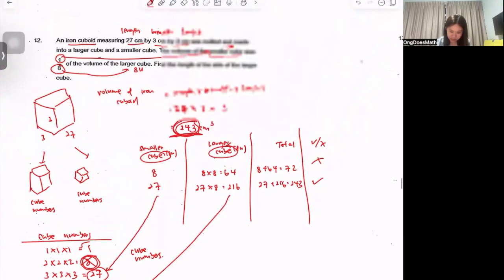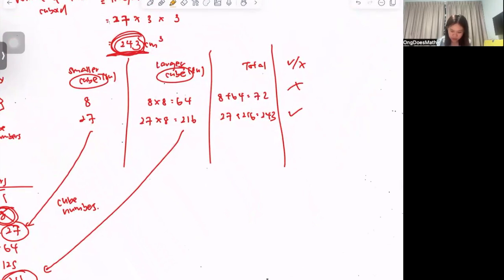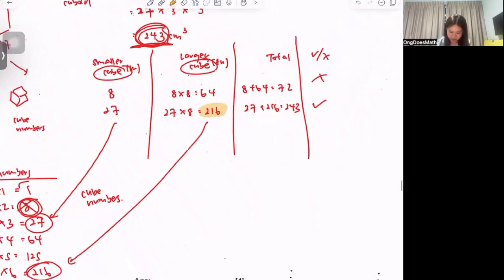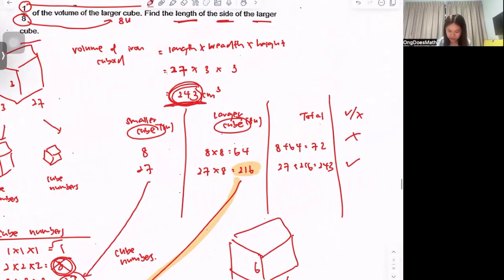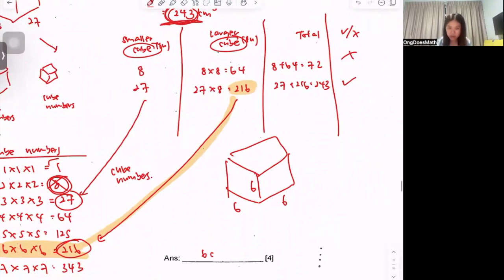So what is the length of the side of the larger cube? So larger cube, the volume is 216, but it came from 6 times 6 times 6, which means the larger cube, the length is 6, the breadth is 6, and the height is 6. And that is why to answer the question, the length will be 6 cm. Good.